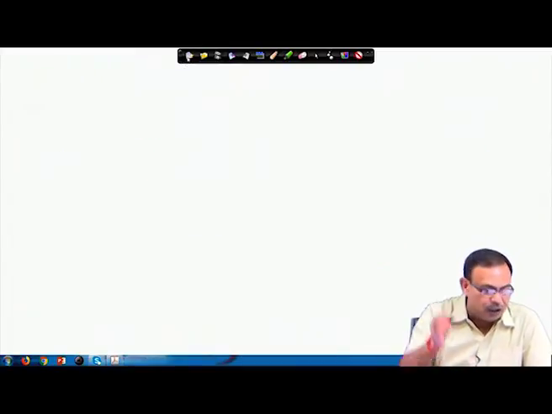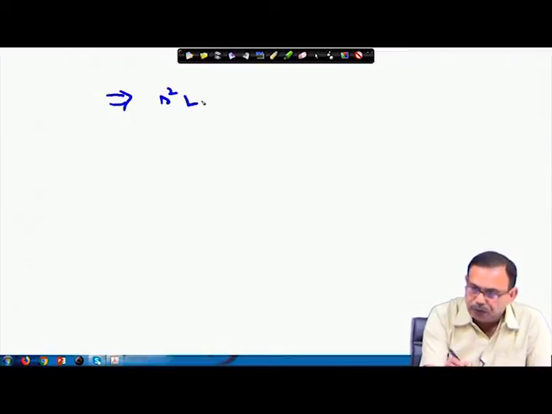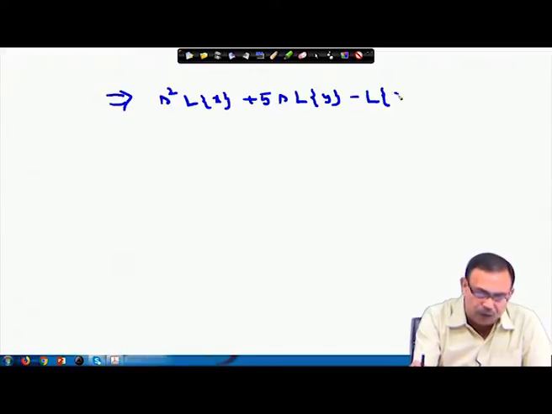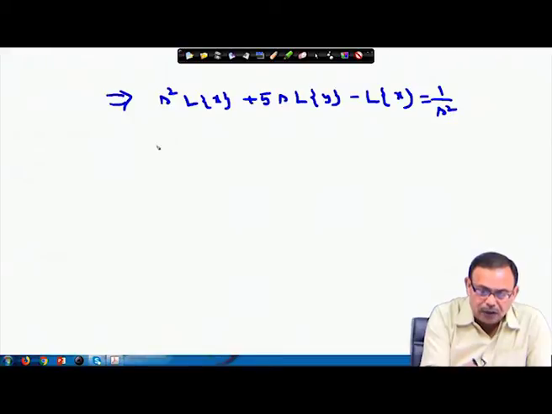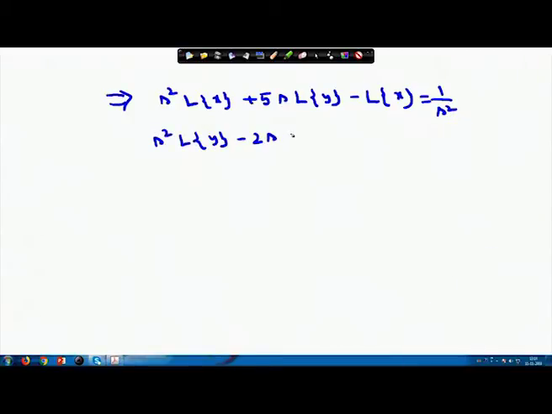Substituting these two, again I will obtain from here these two equations: s square into Laplace transform of x plus 5 s into Laplace transform of y minus Laplace transform of x, this equals 1 by s square, and s square Laplace transform of y minus twice s Laplace transform of x minus 4 into Laplace transform of y equals minus 2 by s square.